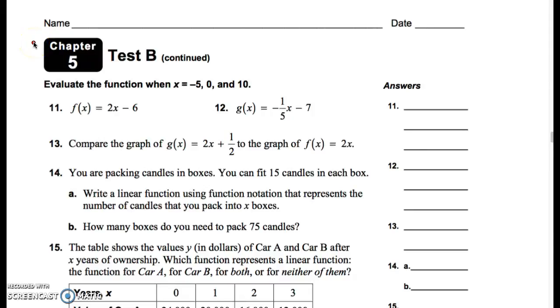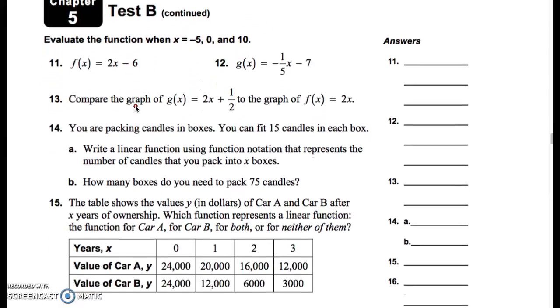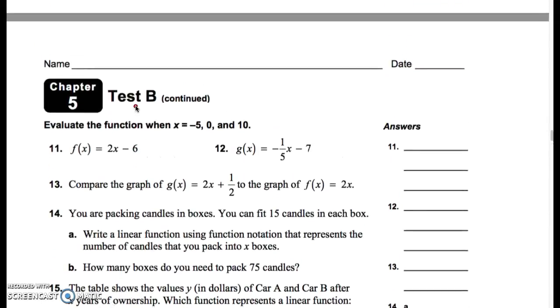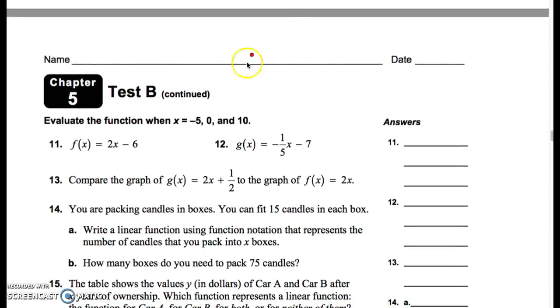Okay, so we're going to be on the back side of your study guide. Do numbers 11 through 20. So for 11 and 12, it says evaluate the function when x equals -5, 0, and 10. So they give us the function, or the equation right here. All we have to do is plug in -5 for x, plug in 0 for x, and plug in 10 for x. So you're going to have 3 different answers for these. So I'm going to work mine out just kind of up here where I have some more room.